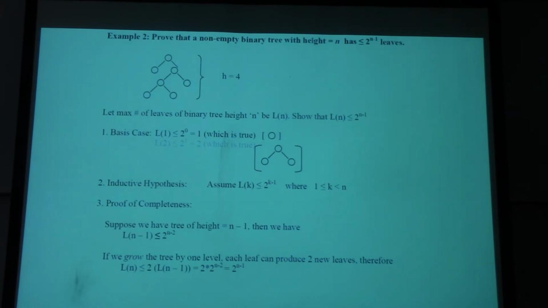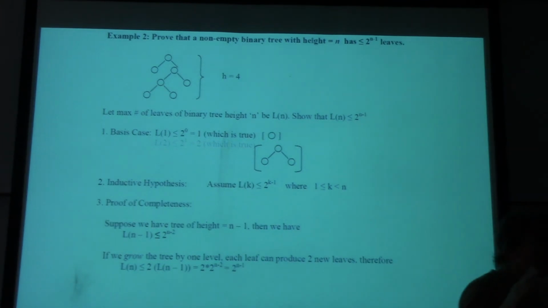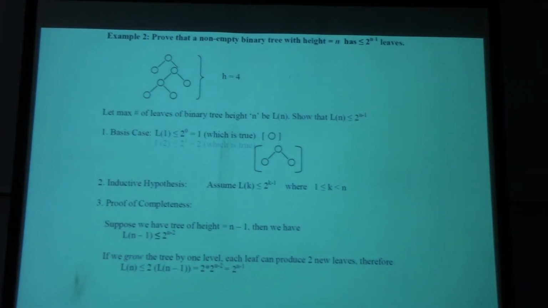Does that make sense? Okay, so we have L of n minus 1 is less than or equal to 2 to the n minus 1 minus 1, which is 2 to the n minus 2. So now what we have is this result by assumption. But really what we want to do is get to L of n, because L of n is what we're trying to show. That's the maximum number of leaves of a binary tree of height n. So this is now by assumption, the maximum number of leaves we can have.